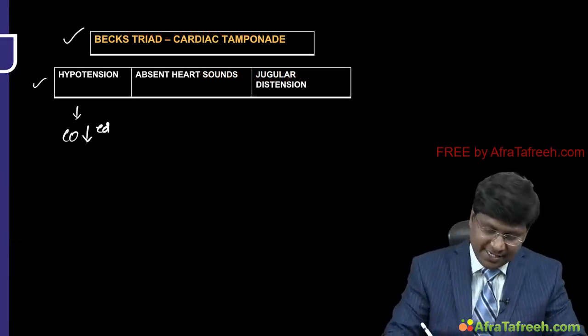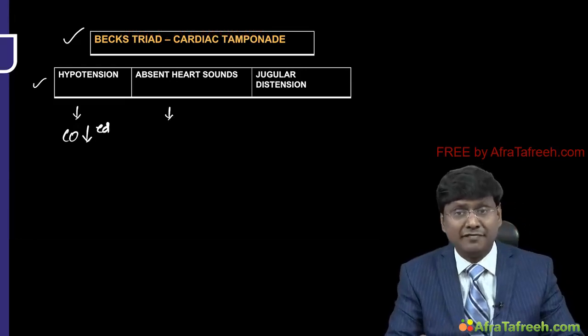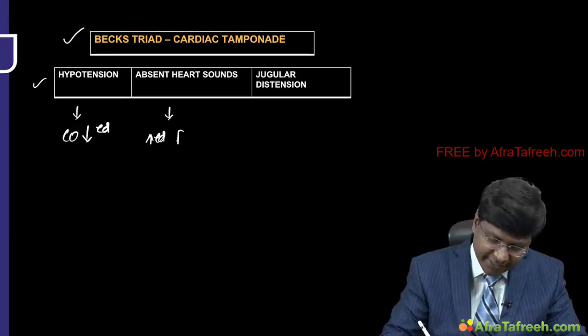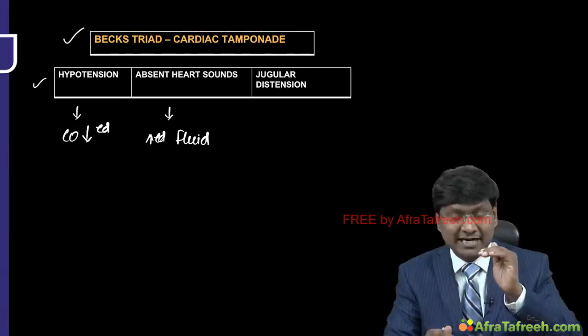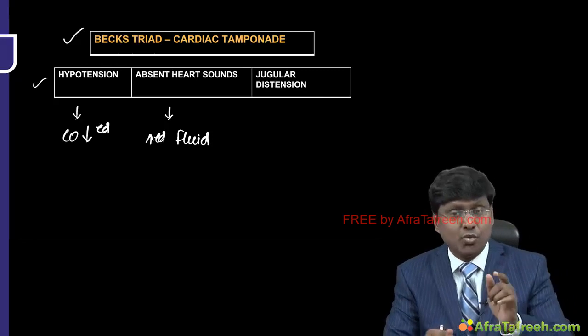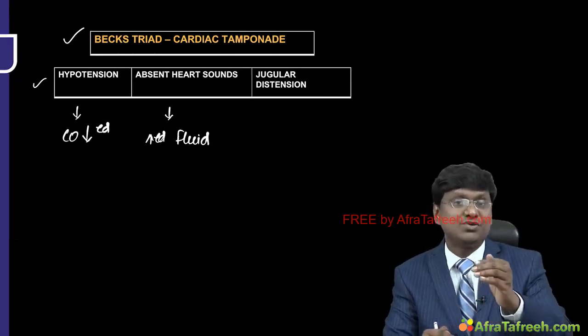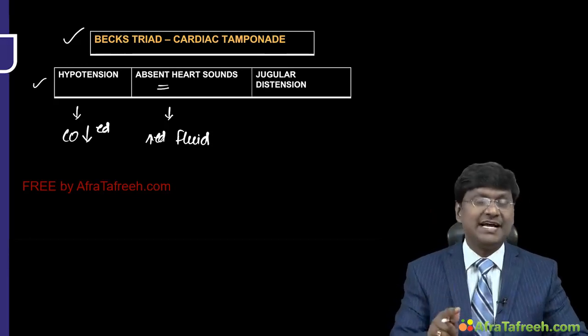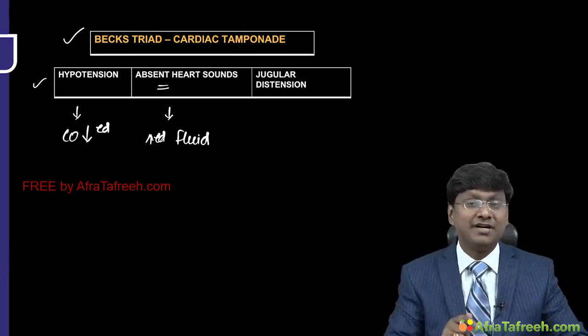Okay. Next, now there will be absent or muffled heart sounds. Why is that? Because of the increased fluid in the pericardial space that will reduce the transmission of the sounds to the surface of the chest. So once the transmission of the sounds to the surface of the chest is reduced, that will result in what is called the absent heart sounds or the muffled heart sounds.